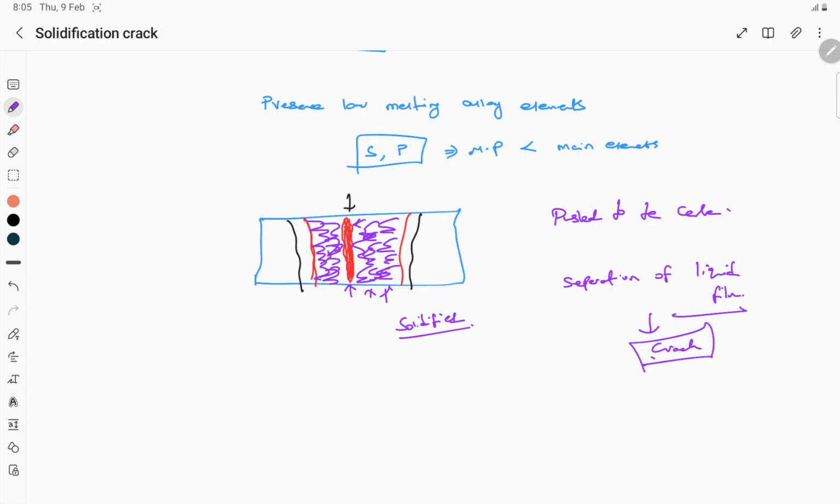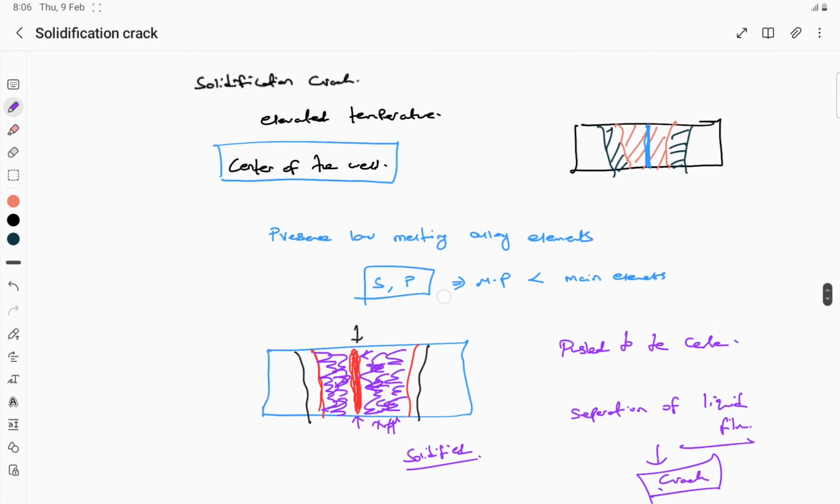Okay, so let me again repeat. During solidification, the grains will grow from the interface towards the center, and the low melting elements such as sulfur, phosphorus will be pushed towards the center. Since its melting point is low, other areas would be completely solidified. They will be in solid state. This low melting element will still be in a liquid state. Since other elements are in solid state, this will act upon this liquid film, resulting in separation of that liquid film, leading to the formation of the crack. So this is the main reason for the formation of solidification crack in the weld. That's why I have told you the location of the solidification crack mostly will be at the center of the weld.